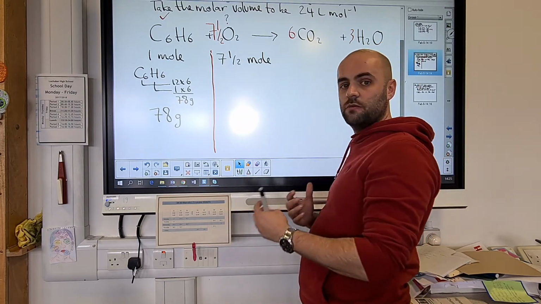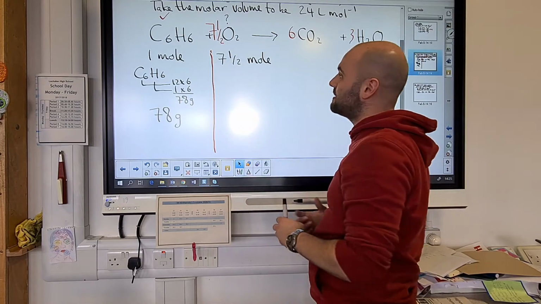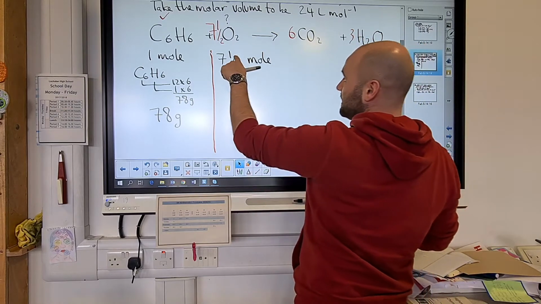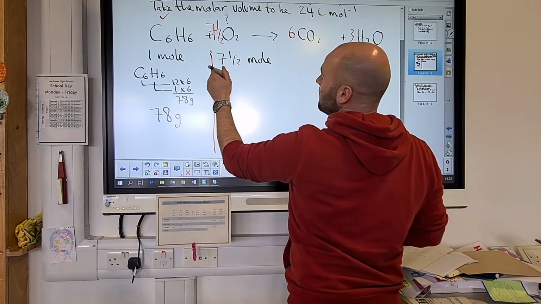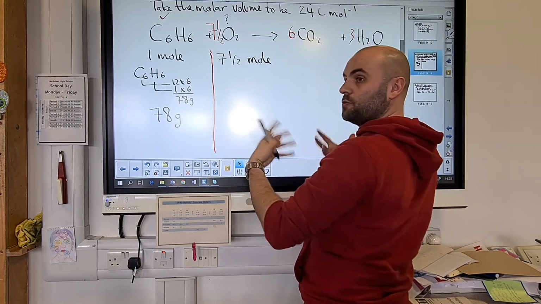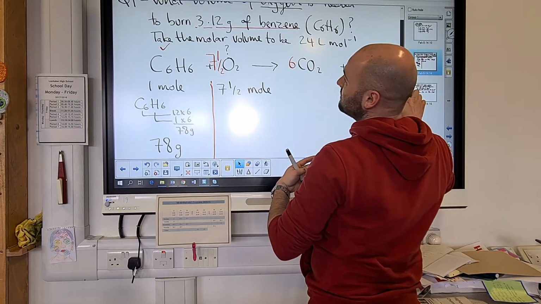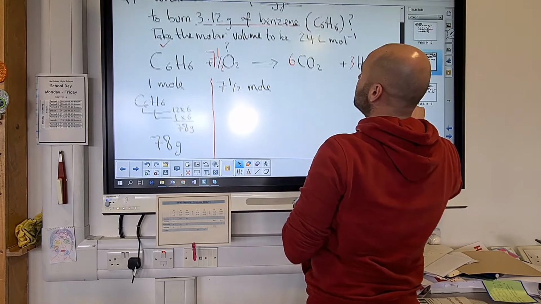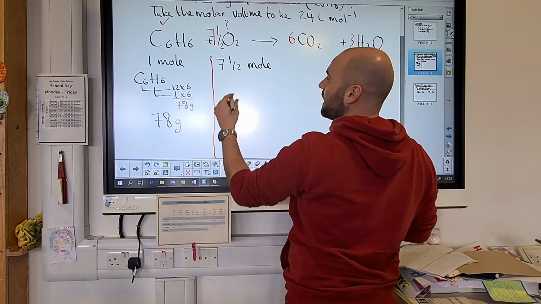So we need to make sure that we're working in volumes when we're talking about oxygen. This is the gas that we're discussing. So this time, because we've got 7.5 moles of this, we're trying to work out the molar volume. We're trying to see how much space this is occupying. The question tells us to take the molar volume to be 24 litres per mole. I have 7.5 of these.